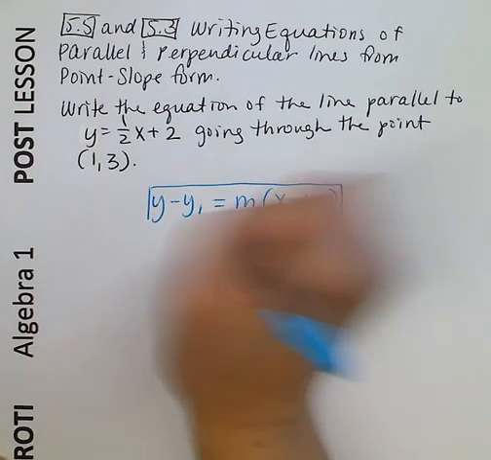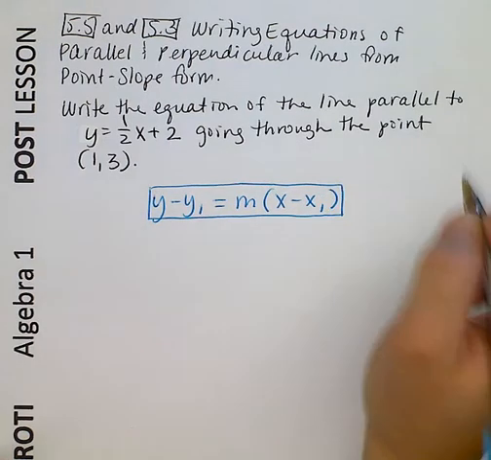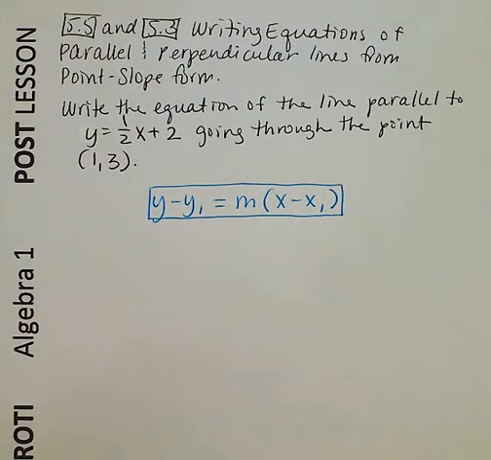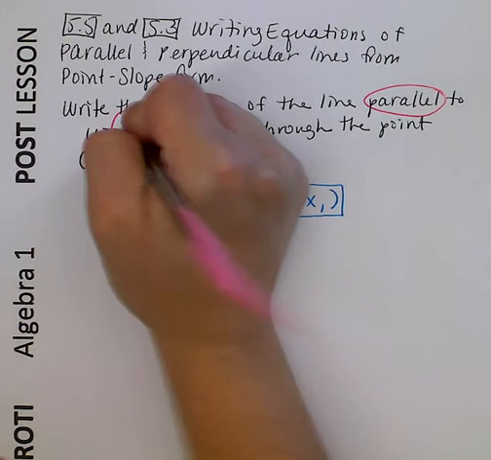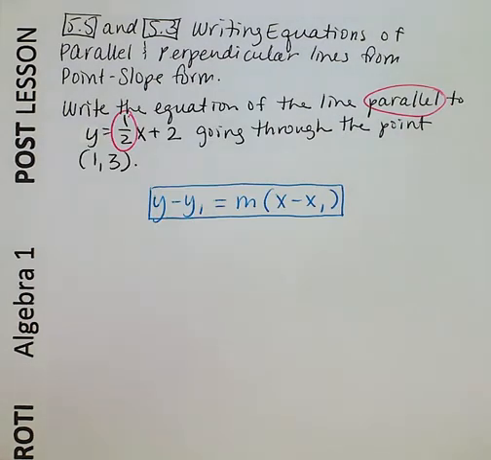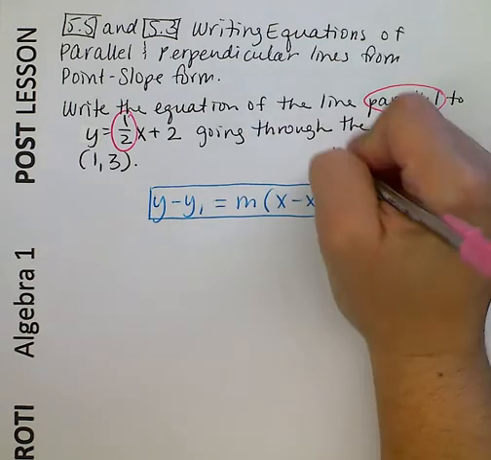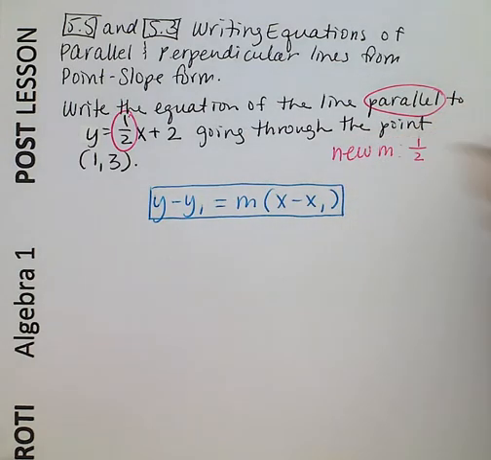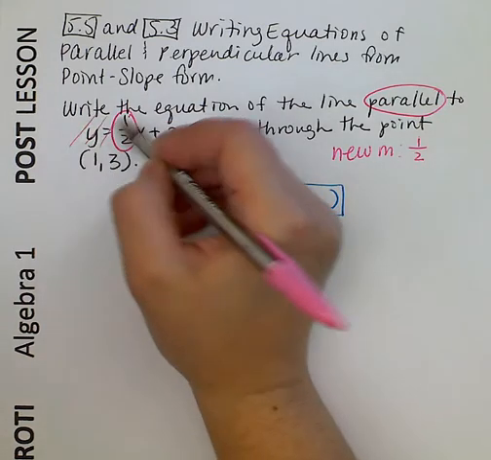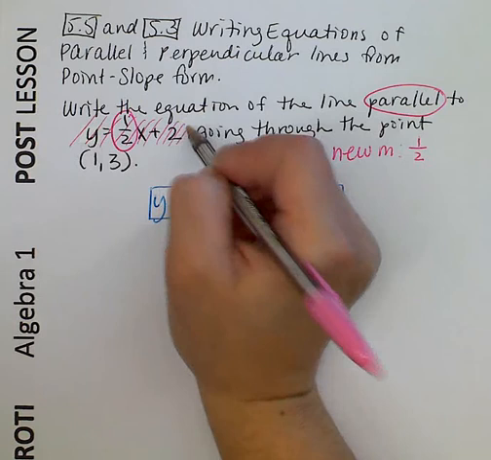In the example that I have ready for you here, we're going to write the equation of the line that's parallel to this old line. In other words, we know that parallel lines are going to have the same slope, so the new m of our new line will have the same slope of 1/2. The rest of it becomes garbage now, because remember that was the old line.